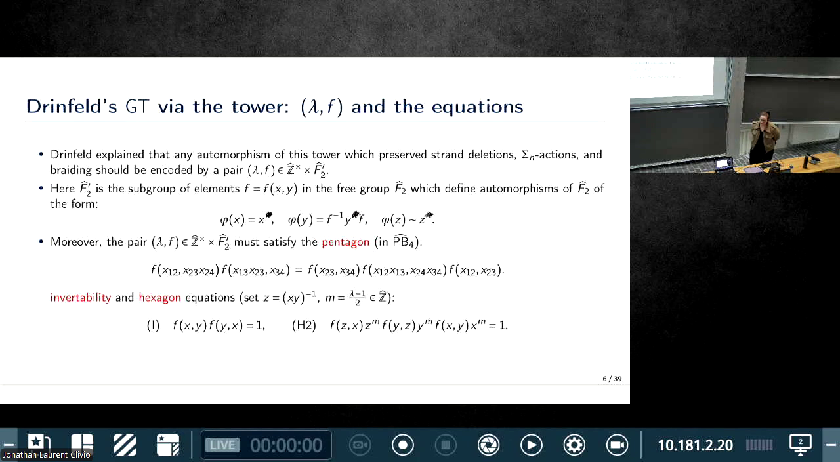And this pair, so any automorphism of this braid group is going to be defined by lambda and an F. And this lambda and F are going to have to satisfy something called the pentagon relation, which I've just written down so that it's there. An invertibility relation, which is that fxy times fyx is 1. And a hexagon relation. And there'll be a picture of the hexagon later.